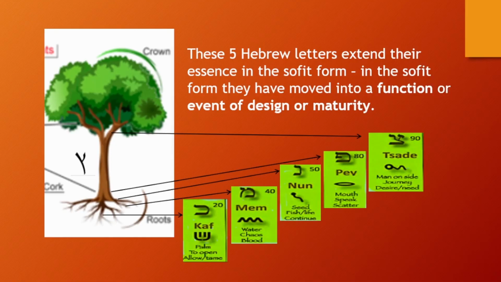So there's either a function, a design, or a maturity. So we're going to look at them, and I must say, if I've put them in the tree, their position, I want to show you where you are going to find kaf. Kaf is the seat of a throne. You're going to find it here where the tree enters into the ground. Right there. That's where you're going to find kaf.